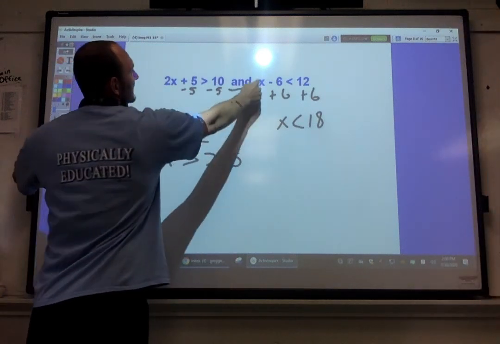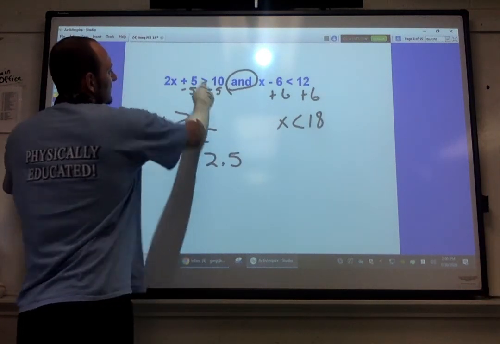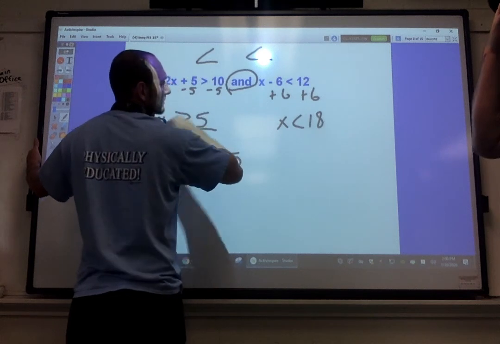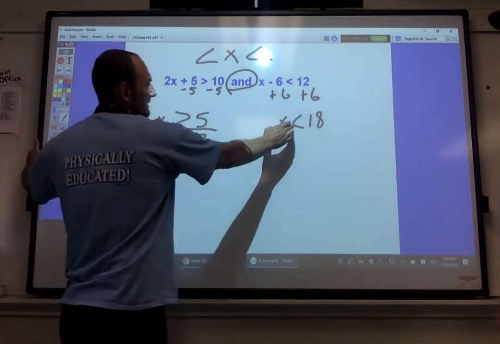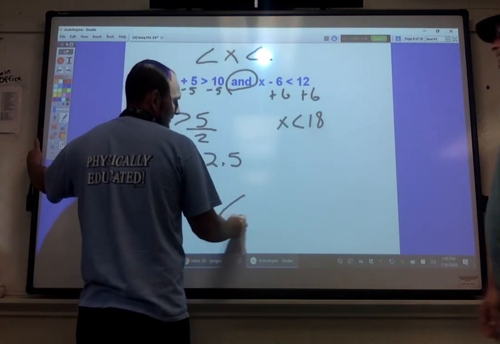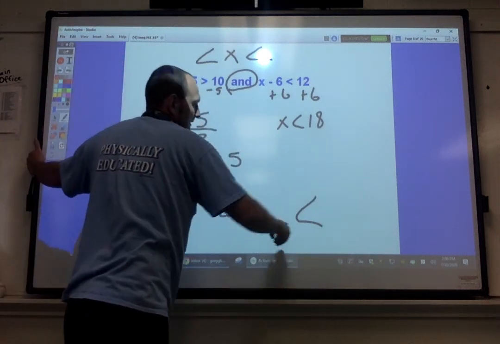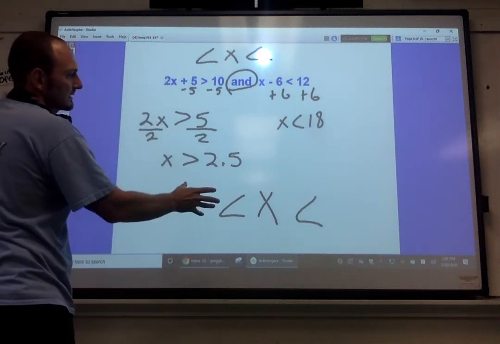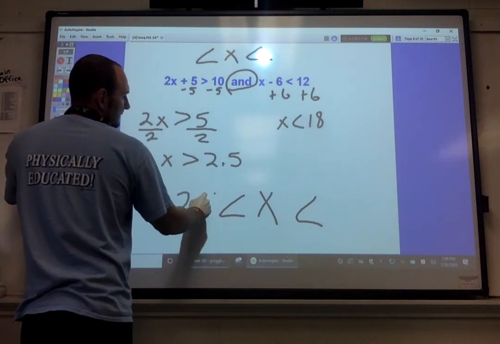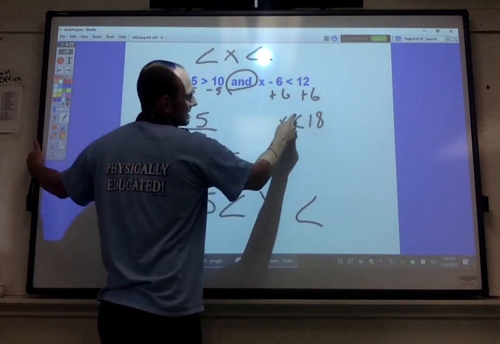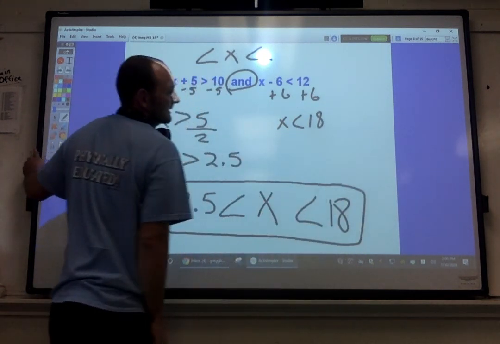So since it says and, we're not going to write and in between. We're going to use these symbols and write it like a compound inequality, something like that, with our variable in the middle. My method is I look at my symbols. Since they're the same, equal signs and stuff, I like everything pointing left, because that tells me my smaller number goes here, my larger number goes here. So x has got to be greater than which one of these? 2.5. But x also has to be less than 18. That's how I'd write my answer.